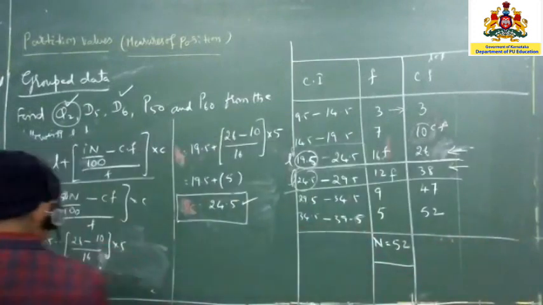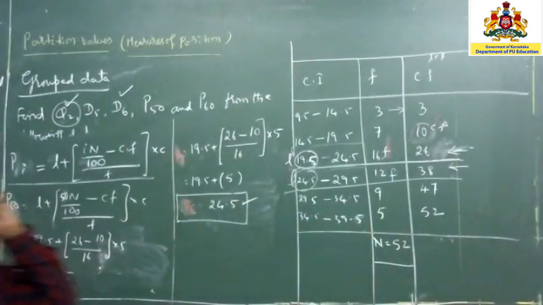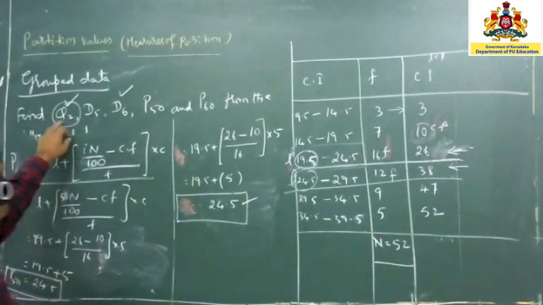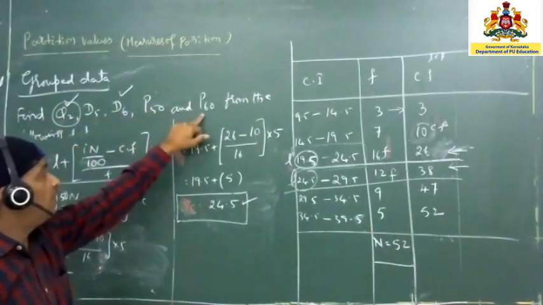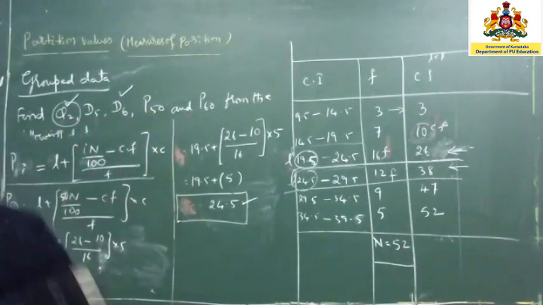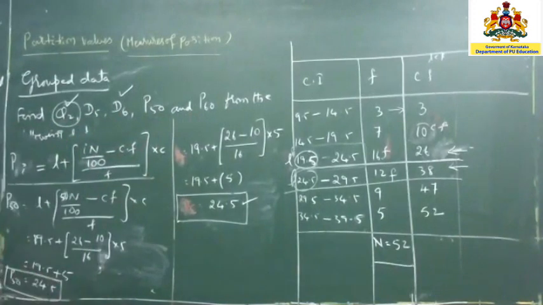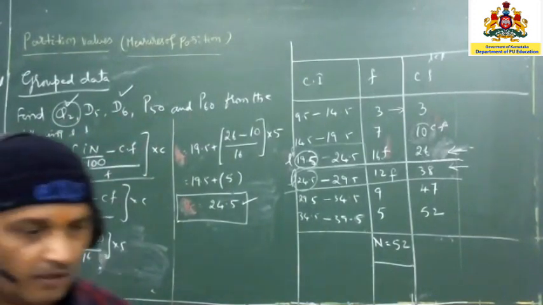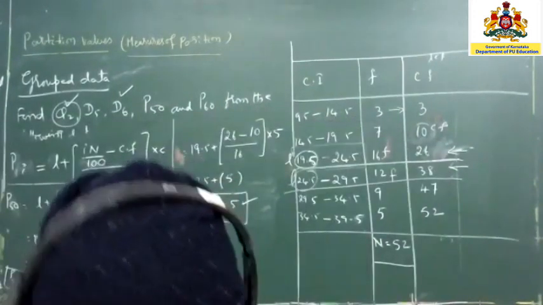So now, sorry for the disturbance. There was a call. So we understood Q2, D5, P50. Now we have to do P60. So P60, if you do that, we are going to do the P60 value.